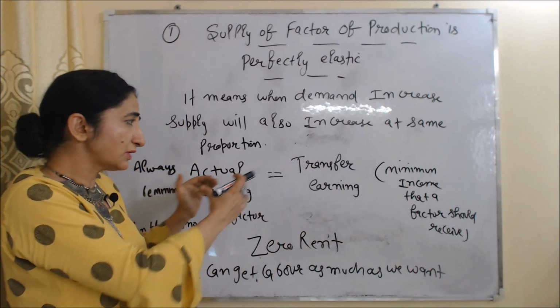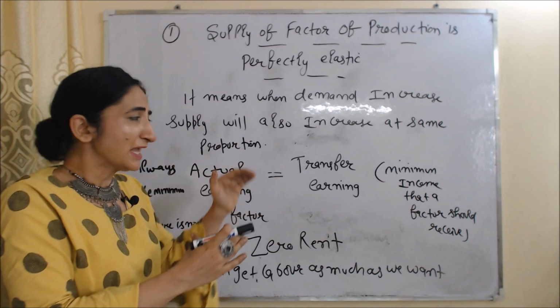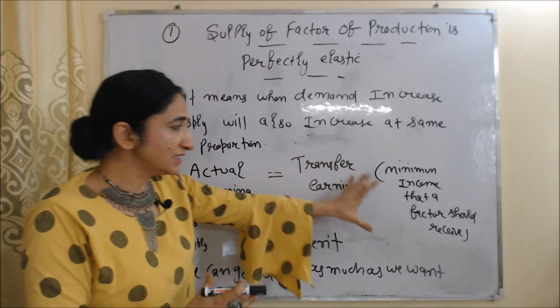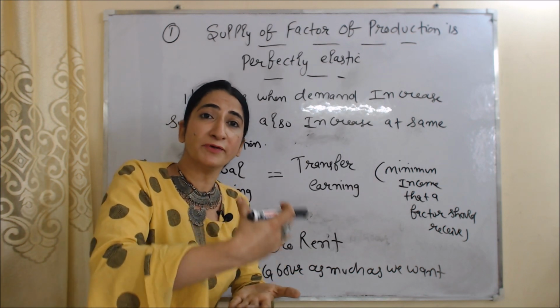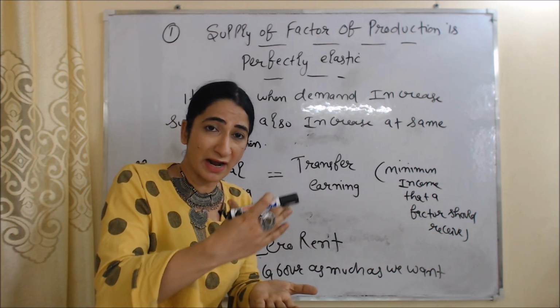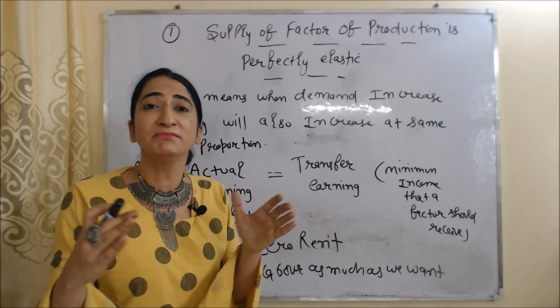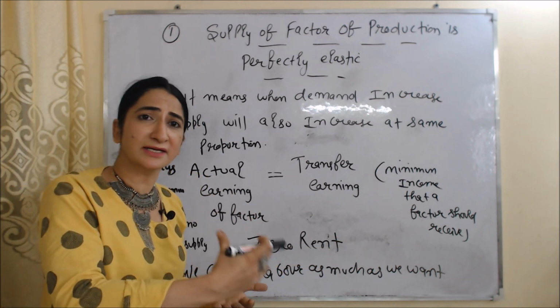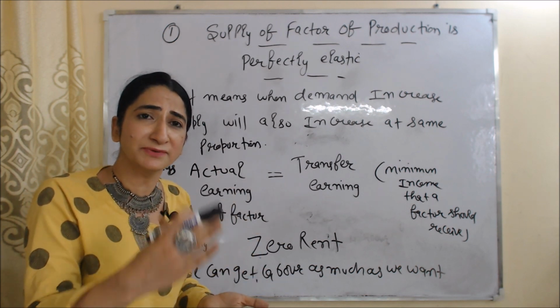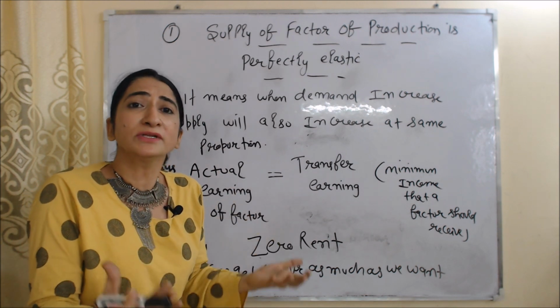Why will actual earning always be equal to their transfer earning? As we know, transfer earning is the minimum income that a factor should receive. If we can get supply of factor of production as much as we want, in this case we will pay only the minimum amount. For example, if at the minimum wage rate we can get a supply of labor as much as we want, then why should we pay more than minimum?